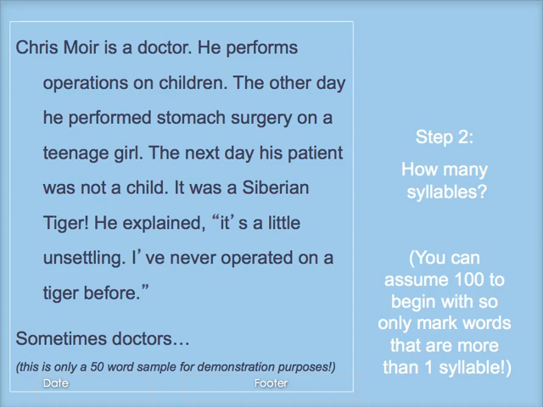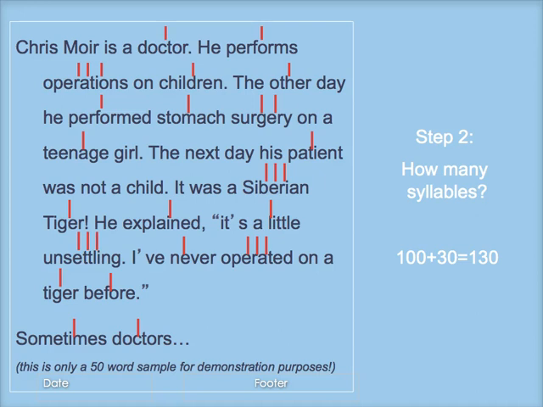So I have a little trick for you. We're only going to mark the words that have more than 1 syllable. So Chris Moore is a doctor. Doctor is 2 syllables. Chris Moore is and are all single syllables. So doctor gets a tally because it has 2 syllables. He performs, again a 2-syllable word gets 1 tally. And then operations, a 4-syllable word, we assume 1 syllable, it gets 3 tallies over the top. So you keep going through that until all of the words have been tallied.